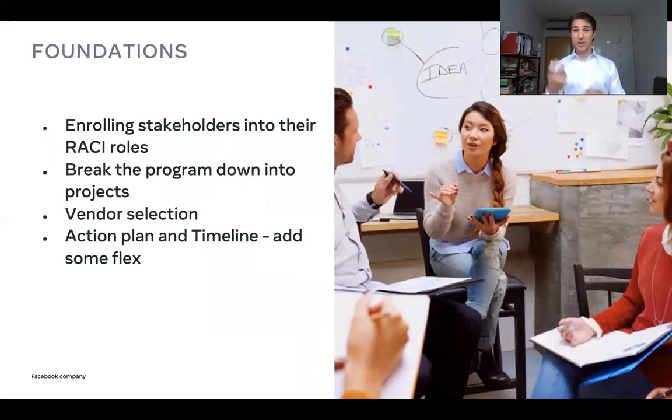We broke the program down into its smaller components, including projects. We went out and selected vendors for the projects that we needed an external partner for. And then together with them, we built our action plan, our timeline. And of course, we added in some flexibility there. As one tip, we always see that we need a little bit of extra time baked in.